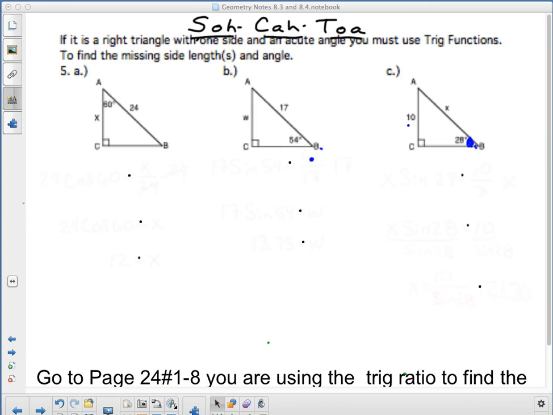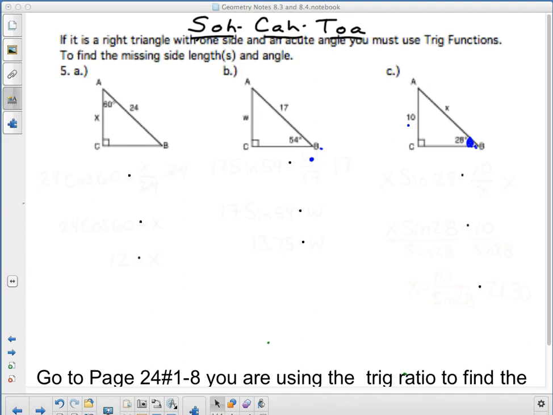Now we're looking at 8.3 day 2. Okay, we are solving for a missing side, but I only have a side and an angle. If you look at today's objective, we've got to use the sine, cosine, tangent ratios to determine side lengths and angle measures in a right triangle.